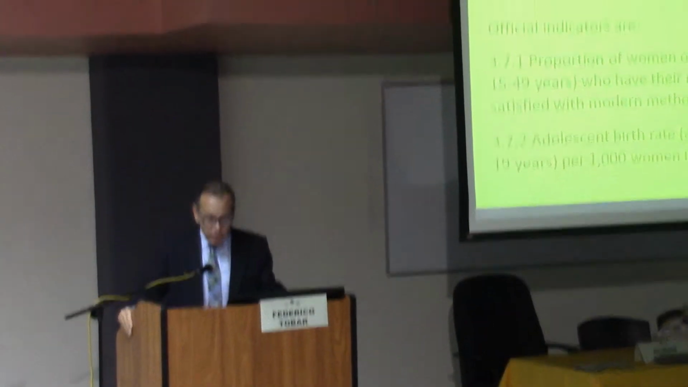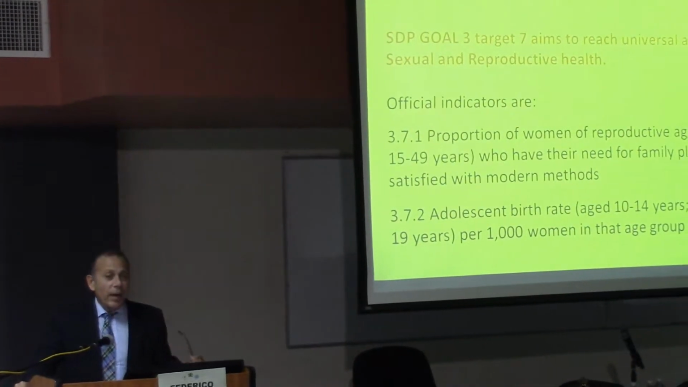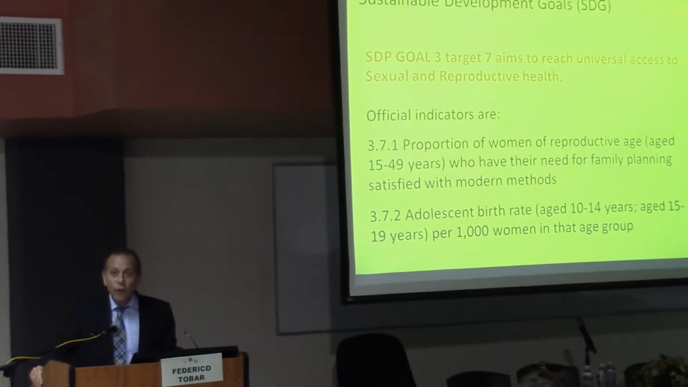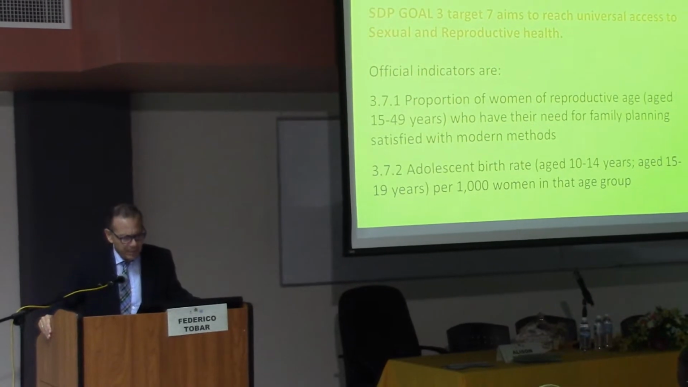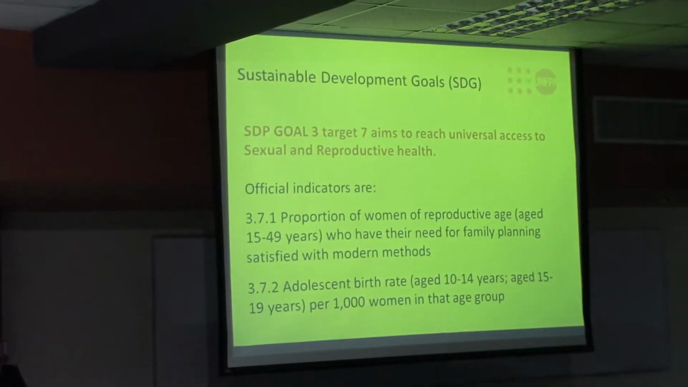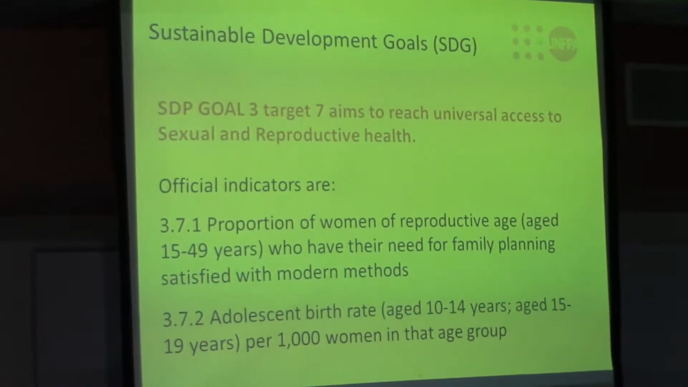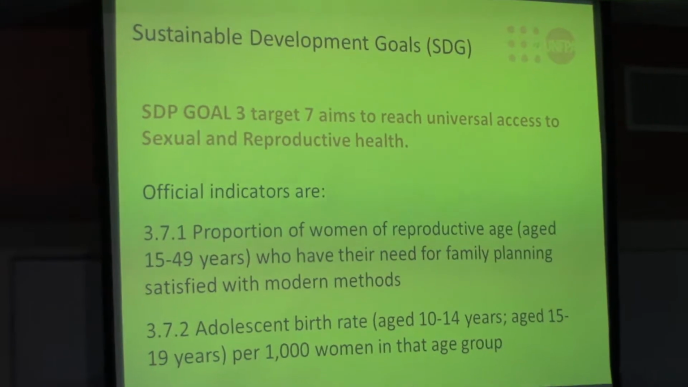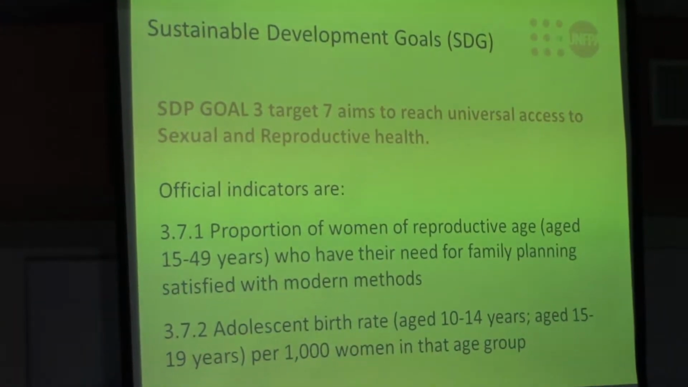Going directly to the SDG 3 Target 7, we have two official indicators for measuring our advancement toward this SDG. The first one is the proportion of women of reproductive age who have their need for family planning satisfied with modern contraceptive methods. And the second one is the adolescent birth rate.